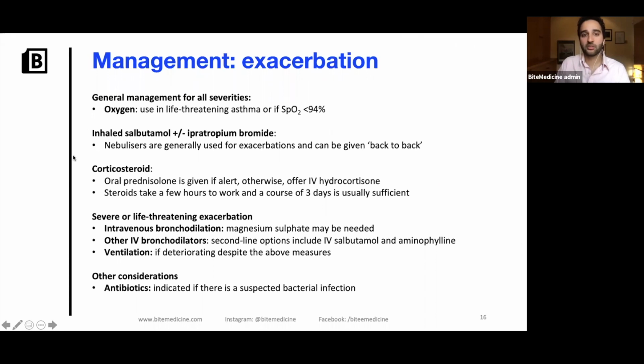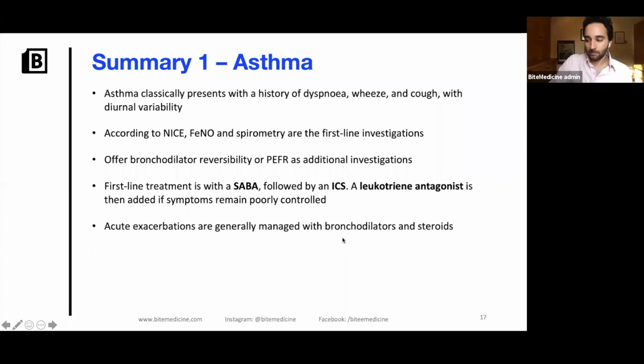So, oxygen, nebulizers, steroids, bronchodilators, ventilation. Good. That's a real crash course. To be honest, that's all you really need to know for exams and for F1, F2. Good. So, well done, everyone.